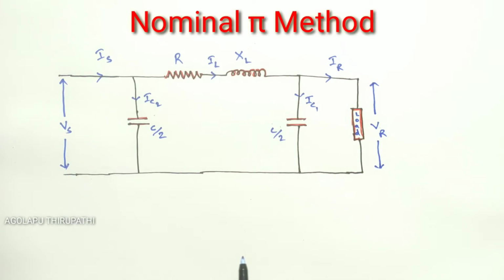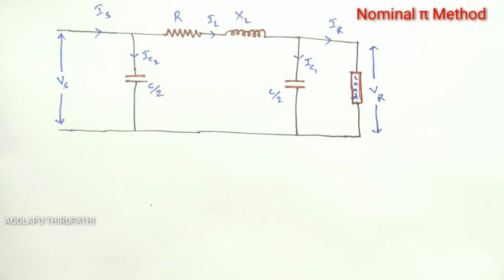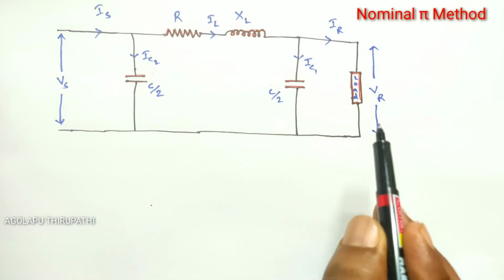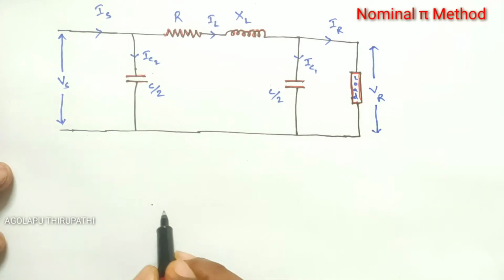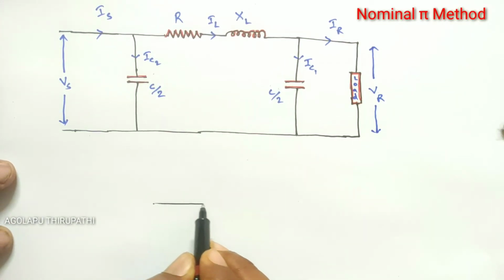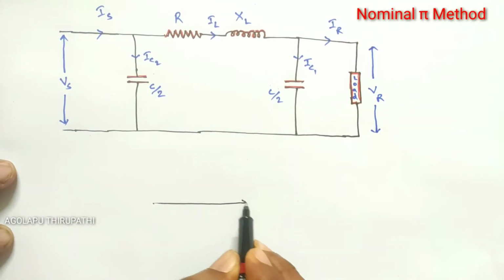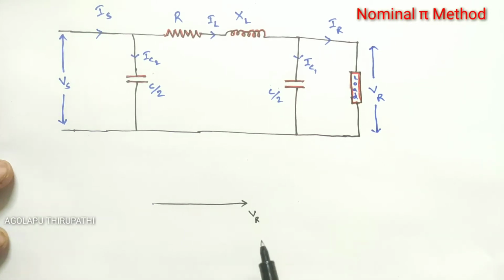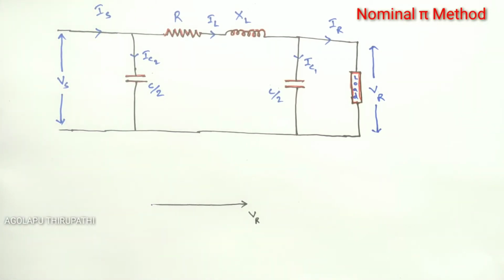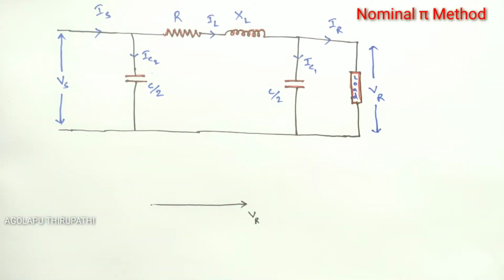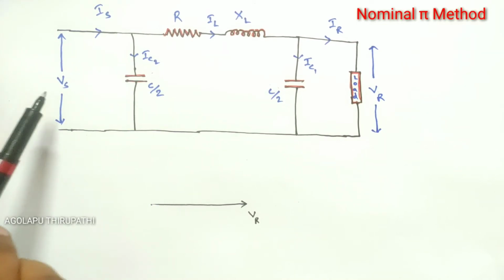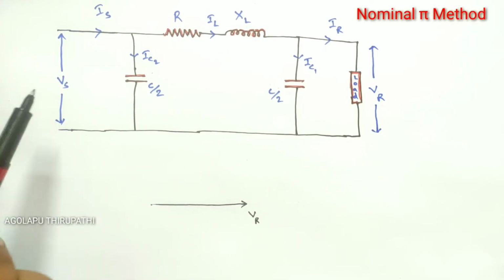So next I am taking the phasor diagram. To draw the phasor diagram, first we should consider one vector as a reference. So in this I am taking VR, the receiving end side voltage, as my reference. First draw the VR vector on the x-axis. So this is my reference vector VR. I am taking it on the x-axis. So after that, start from the receiving end side and go to the sending end side. Here our aim is to calculate the sending end voltage.